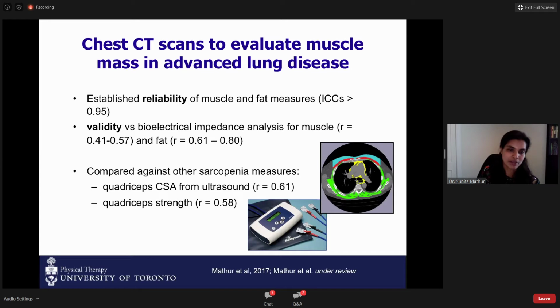And we've also compared our measures of muscle from the chest CT to other sarcopenia measures. So generally, when we measure sarcopenia, we're looking at lower limb measures. So it did correlate with quadriceps cross-sectional area from ultrasound and quadriceps strength. So we find that this is a promising measure moving forward to do larger studies to look at health outcomes in people with advanced lung disease.